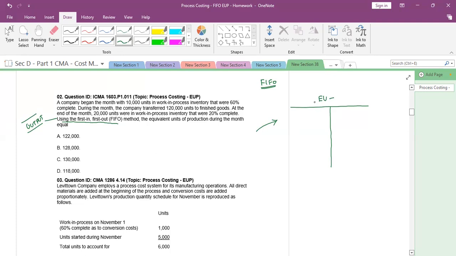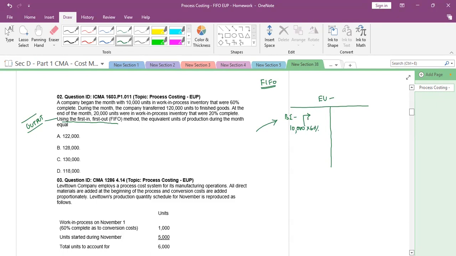So then we have to read the question. A company began the month with 10,000 units work in process inventory that were 60% complete. So here 10,000 units beginning inventory we will take. So how to calculate here? How much work is already completed? 6,000. 60% completed means as it is. As it is we need to take here, right? Yes. As it is we need to take here.